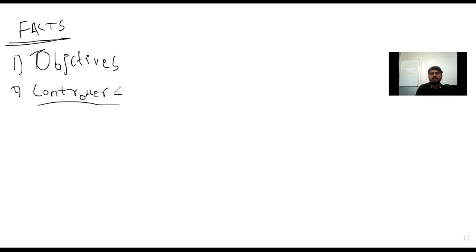I will draw the FACTS device representation here. In a square box, we are going to keep one thyristor. This is called a FACTS controller.